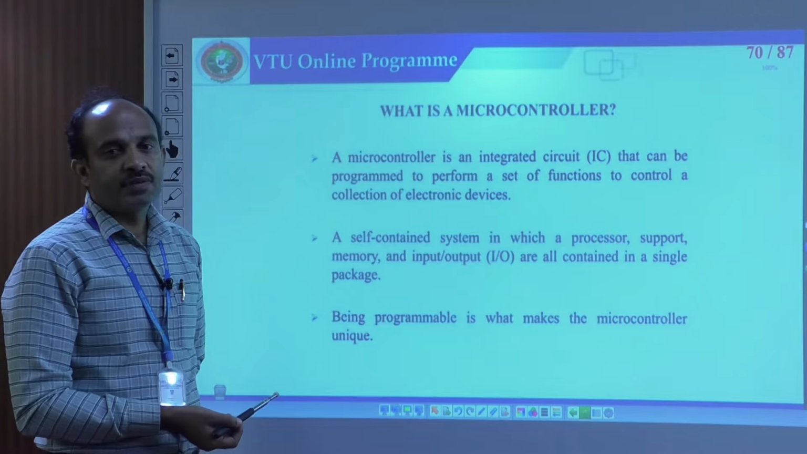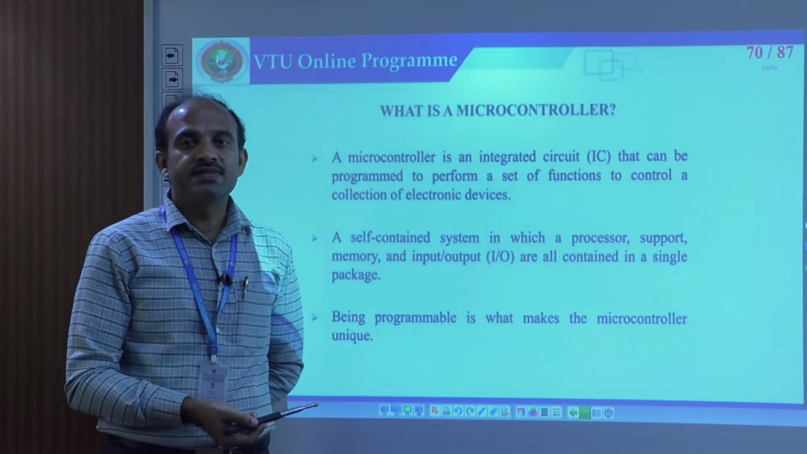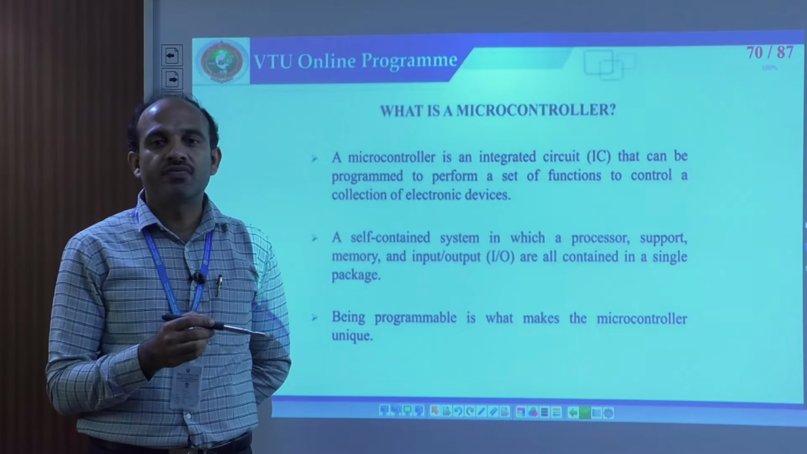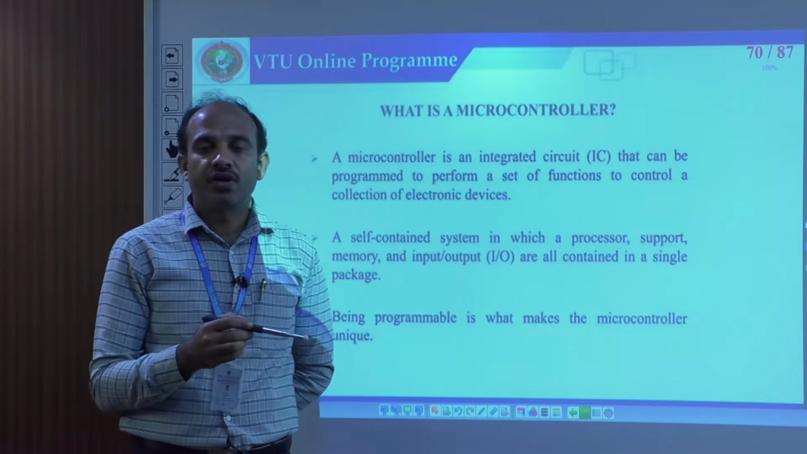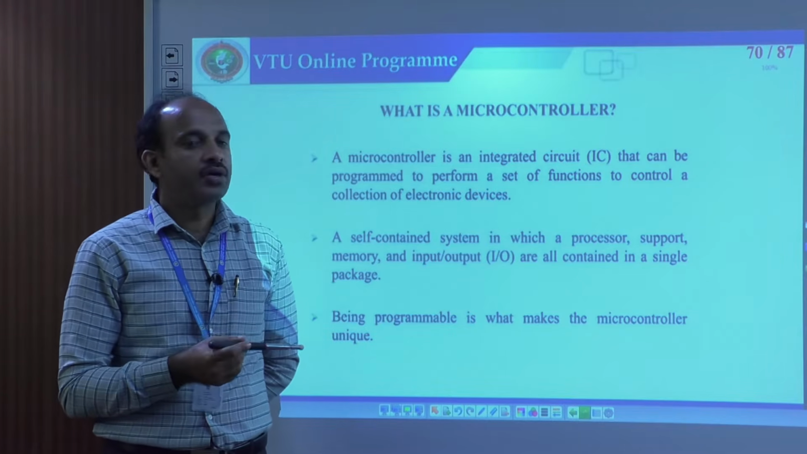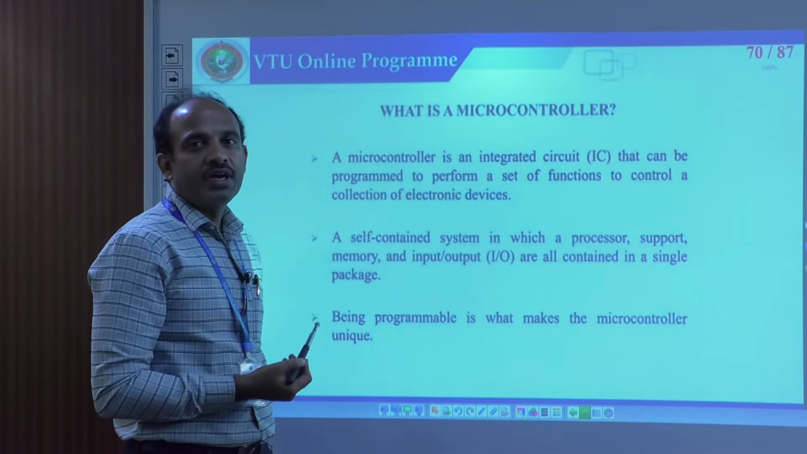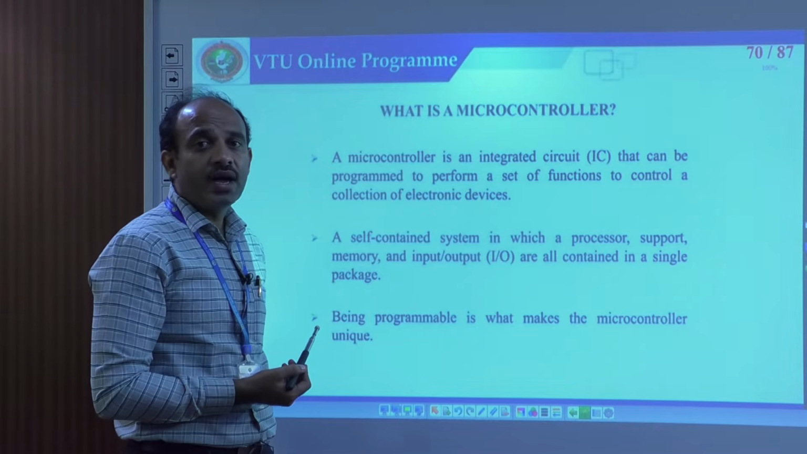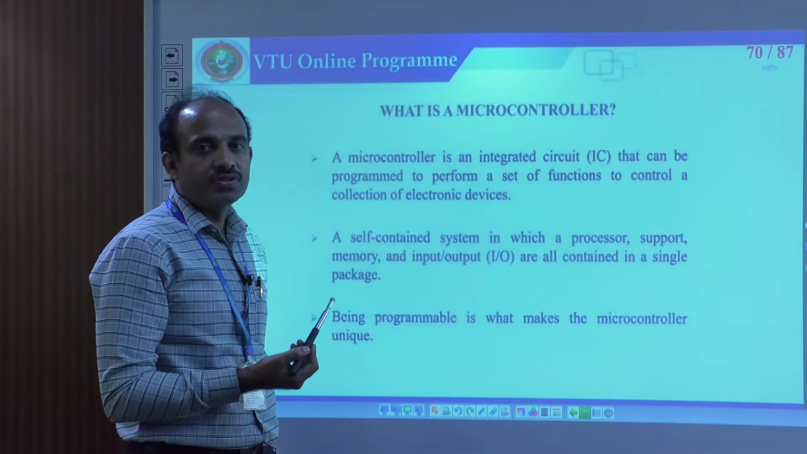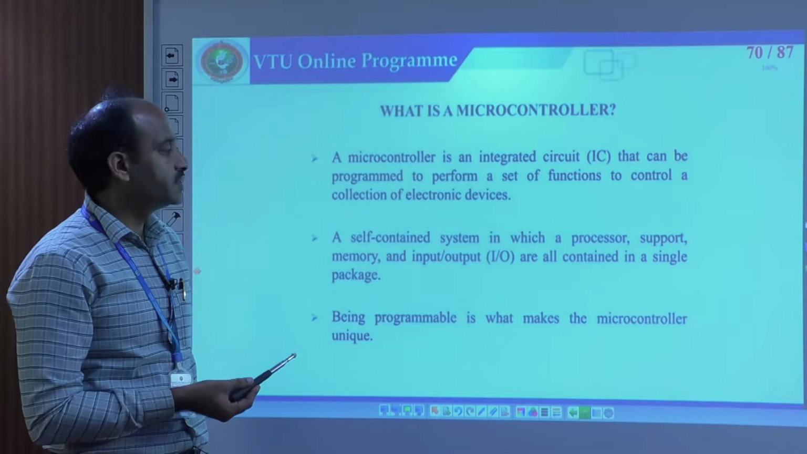A microcontroller is basically an IC, an integrated circuit that can be programmed. These ICs are programmed for what? To perform a specific function or a set of functions, to control a collection of electronic devices. This we call a microcontroller. A microcontroller is an integrated circuit that can be programmed to perform a set of functions to control a collection of electronic devices. What are the devices?